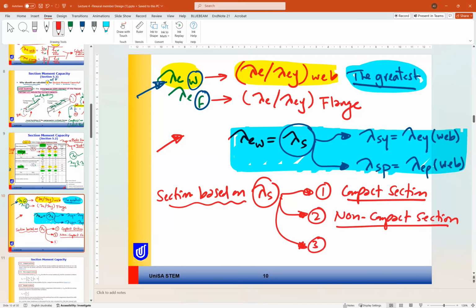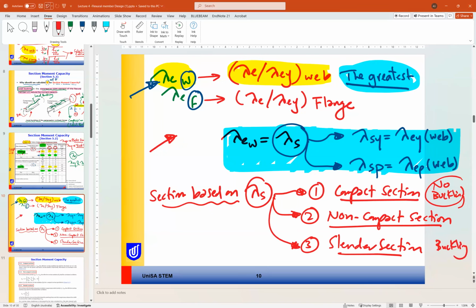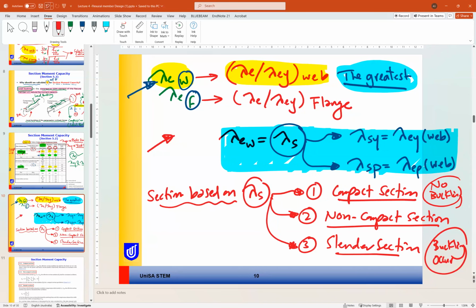And the third is cylinder section. Compact section means no buckling will happen or no buckling will occur. And cylinder section, buckling will occur. Non-compact is in between, so something in the middle between no buckling at all and buckling occurring.